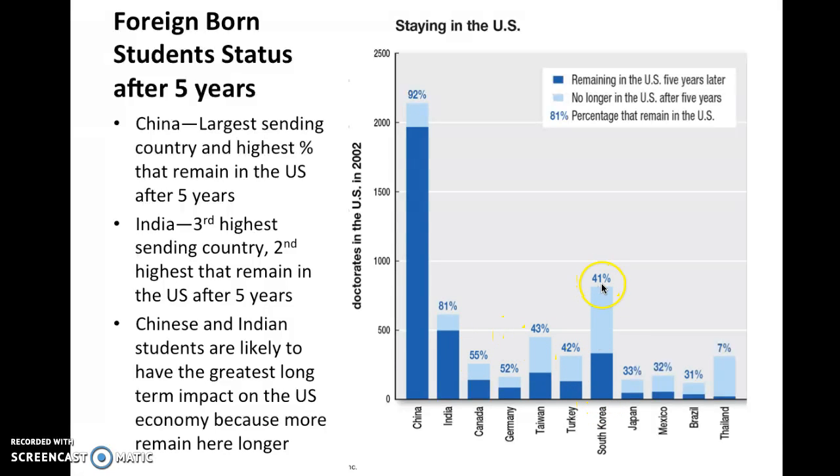South Korea, interestingly, sends more students, but most go back. Only 41% stay. And I think these numbers are reflective of the economic and environmental issues that students from these regions experience when they go home. So India is the third highest sending country, and second highest in remaining in the U.S. after 5 years. So if you have foreign students coming, Chinese and Indian students are more likely to have the greatest long-term impact on the U.S. economy because they remain here longer. They may never go back.